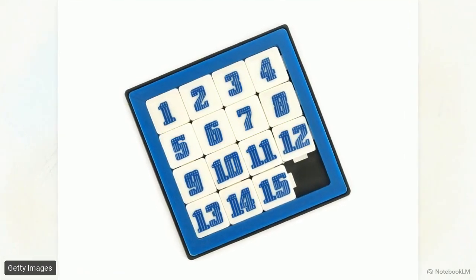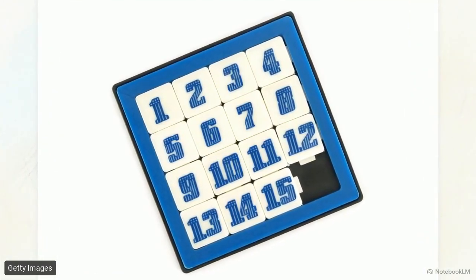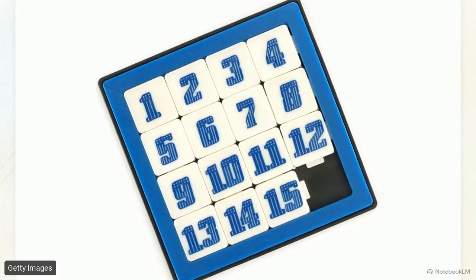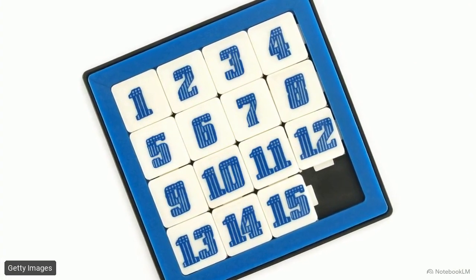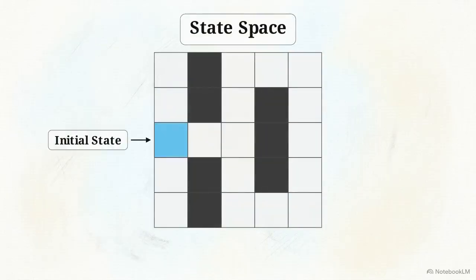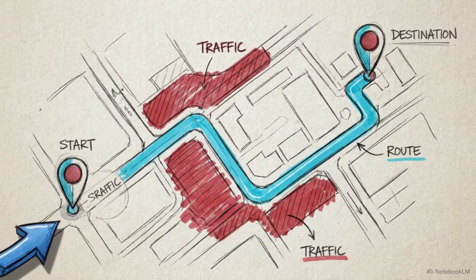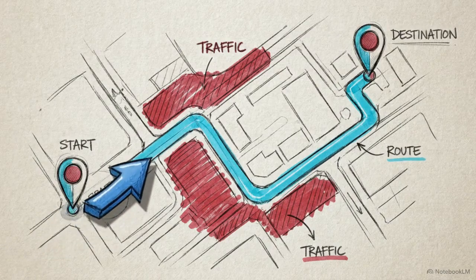To solve logic and navigation problems, artificial intelligence models the physical world as a mathematical environment called a state space. The AI defines a starting configuration, an initial state, and calculates a precise sequence of actions to reach a defined goal. Every search environment requires specific parameters to function.